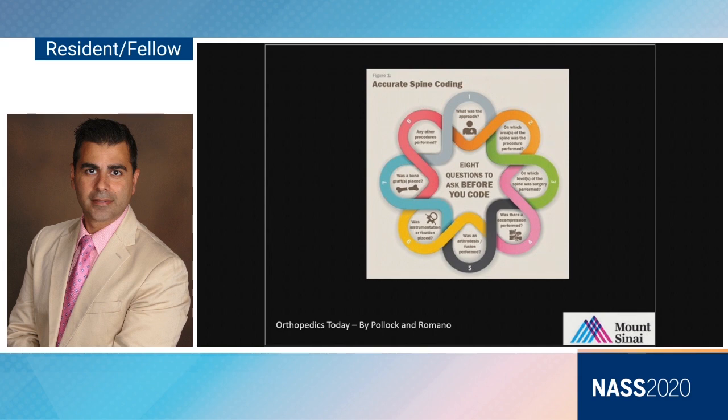Subsequently, you also want to determine which segments or which levels were operated on. Then there are those procedural issues to comprehend and to report. Was there a decompression involved? Was there an arthrodesis or fusion involved? Did you use spinal instrumentation? How about bone grafting for fusion purposes? And were there any other billable procedures that were performed during that same episode of care?